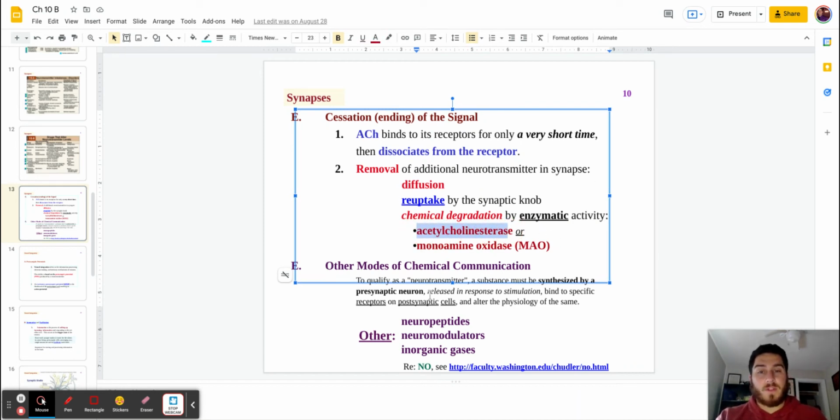Last thing to mention before we finish up this video is the different modes of cellular communication. Really, the first question you have to ask is, what is a neurotransmitter? A neurotransmitter is any chemical that can be synthesized by a presynaptic neuron, released in response to stimulation, and bind to receptors on the postsynaptic cells, and alter the physiology. So basically everything we described in the last two videos, if you can do that, you're a neurotransmitter, which means that there are some neuropeptides, some neuromodulators, and some inorganic gases that we can technically consider neurotransmitters. With that said, if you have any questions, please let me know.